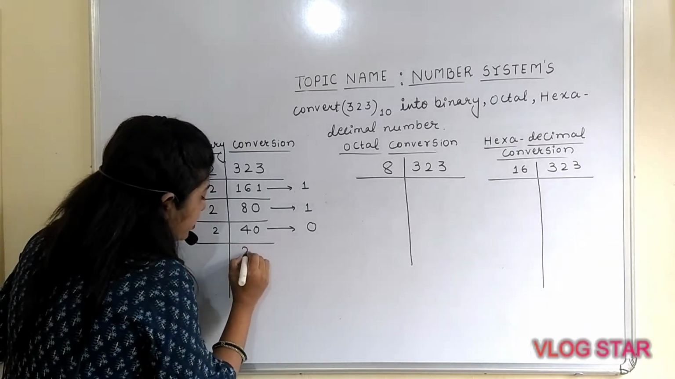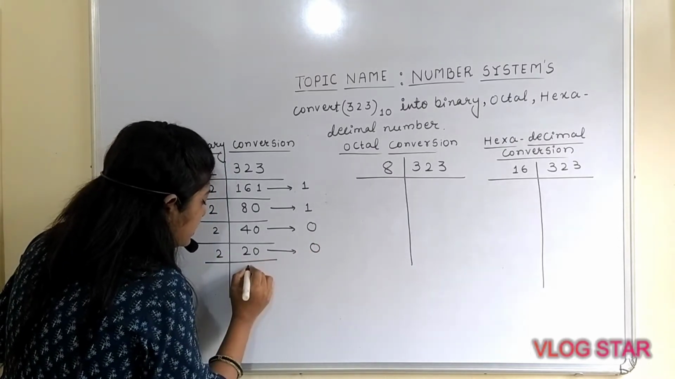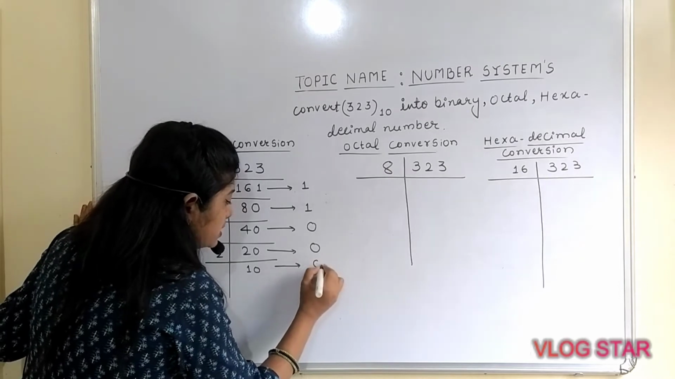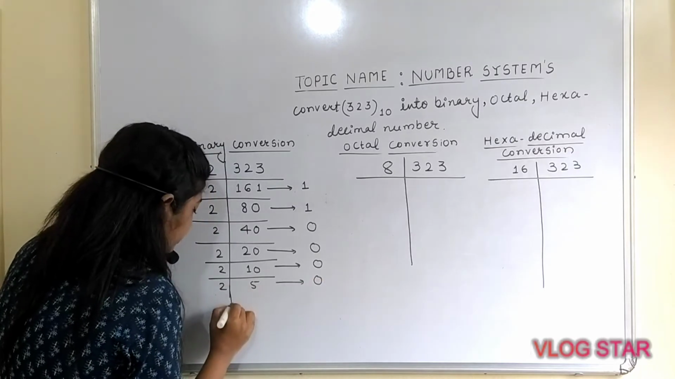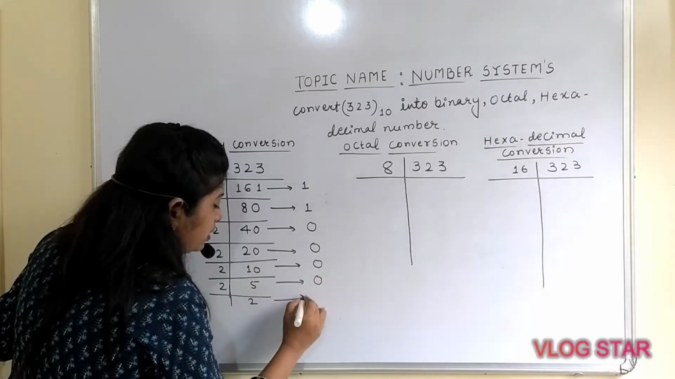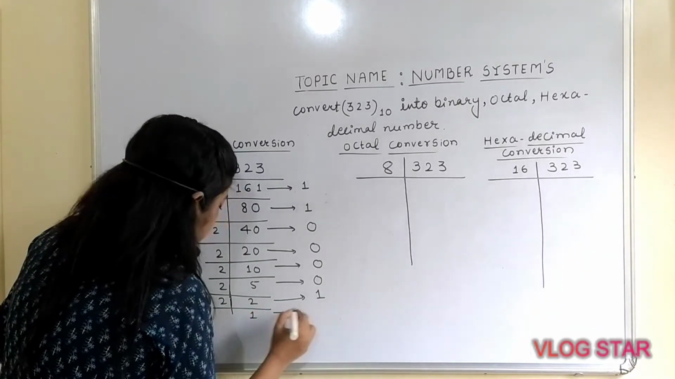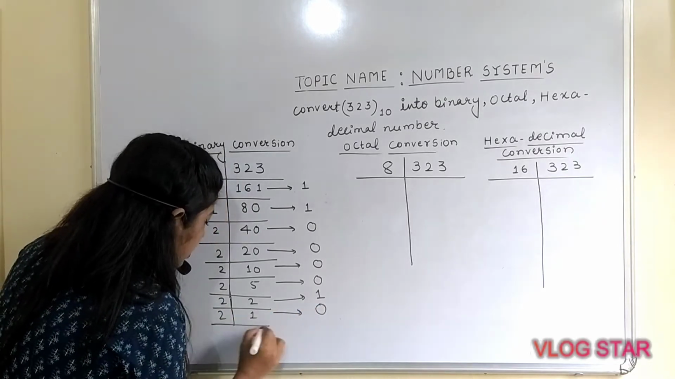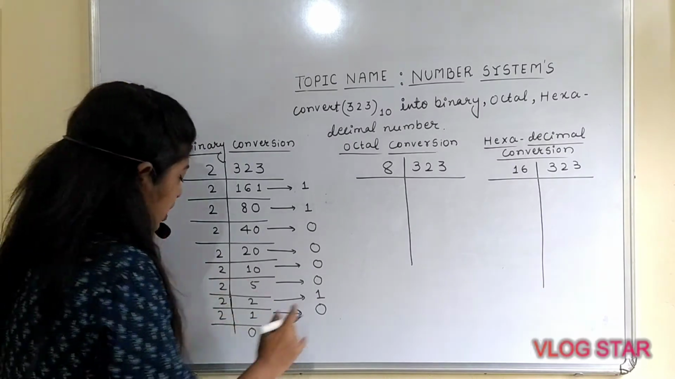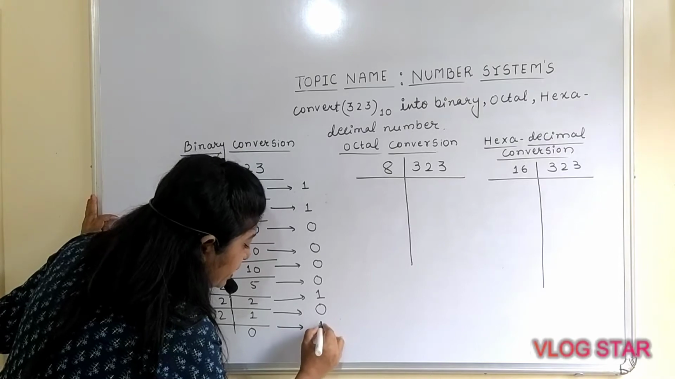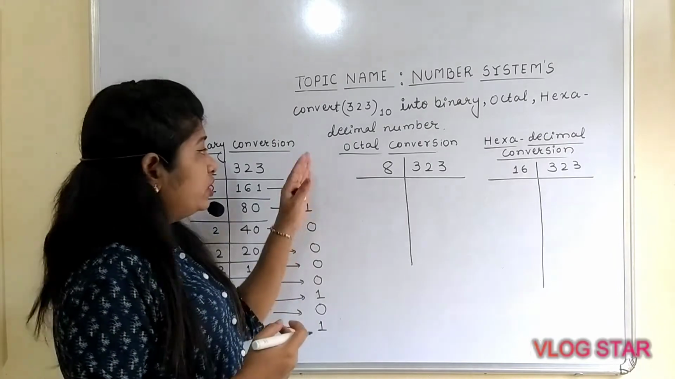Next would be what? After division you will get 20, here 0. Again you will get 10. What would be the remainder? 0. Next would be 5. Here 0. Next is what? 2 2s are 4. Remainder will be 1. Next is 2 1s are 2. Here 0. And then as I told you, once the quotient is equal to 0, you need to stop the division. Here what would be the remainder? 1.